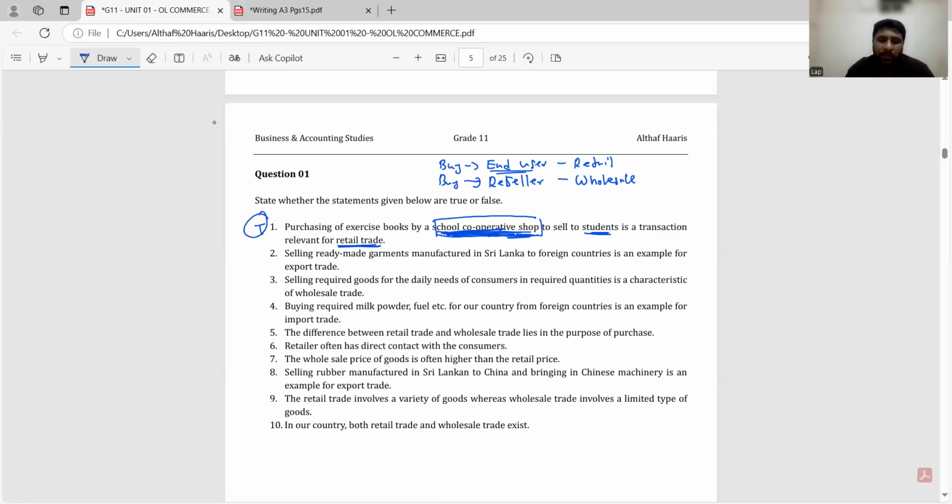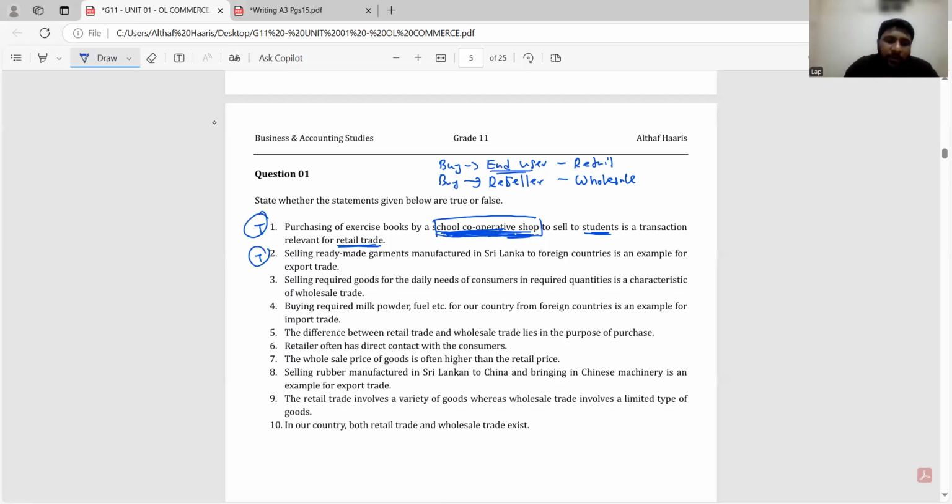Next one. Selling ready-made garments manufactured in Sri Lanka to foreign countries, sending it to outside countries, is an example of export trade. Yes. Our items sent to outsiders. Export trade.